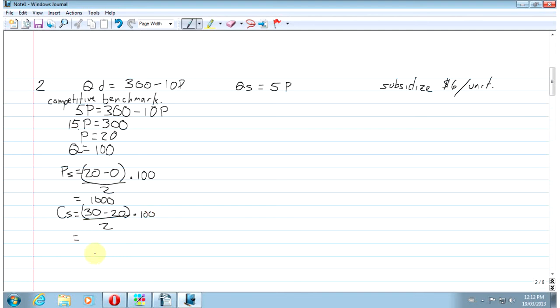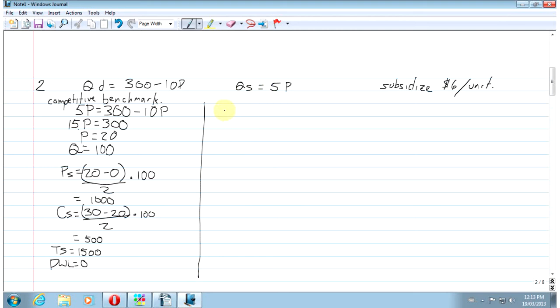Okay. And that means that this is 5 times 100, it's 500. So that means that total surplus is 1500. And since it's the perfectly competitive no distortion benchmark, deadweight loss is 0. Okay. So now we're going to go in and do the $6 per unit subsidy.